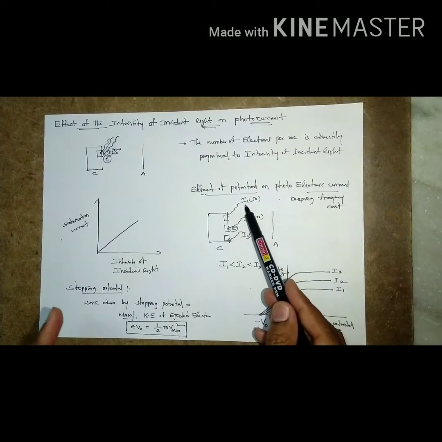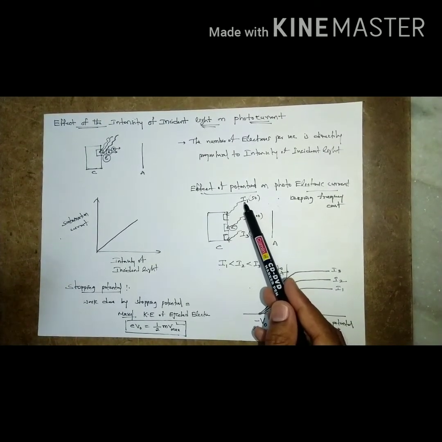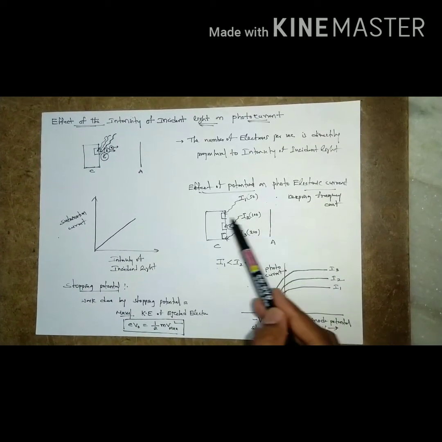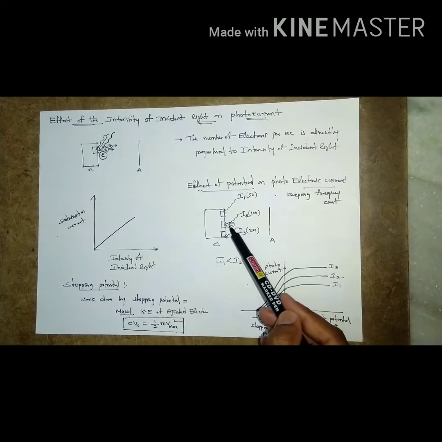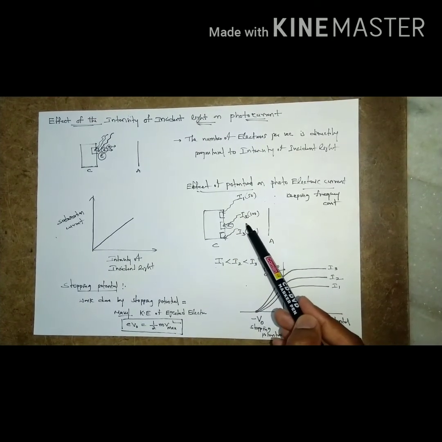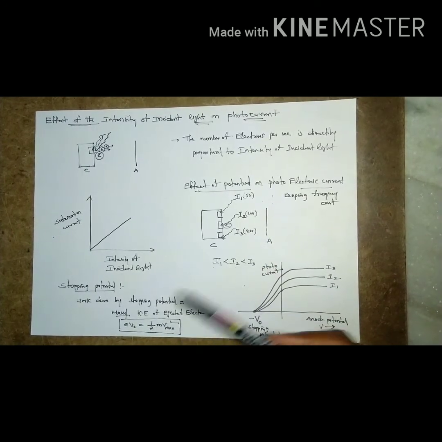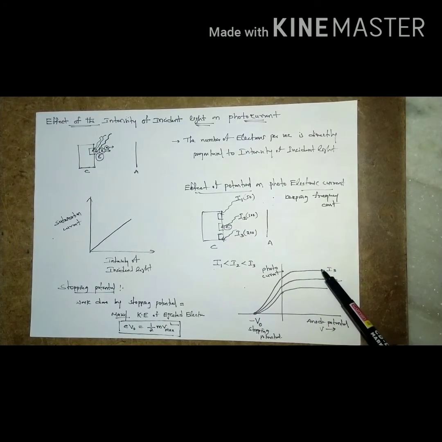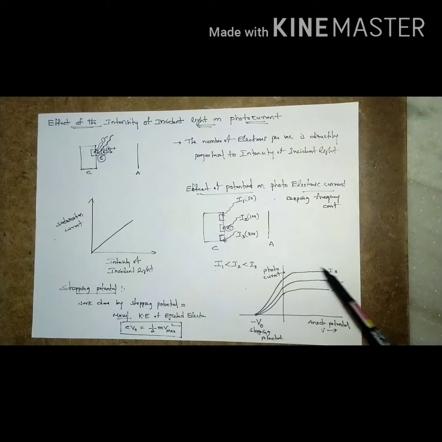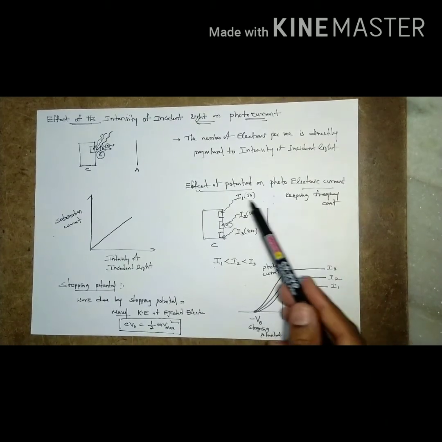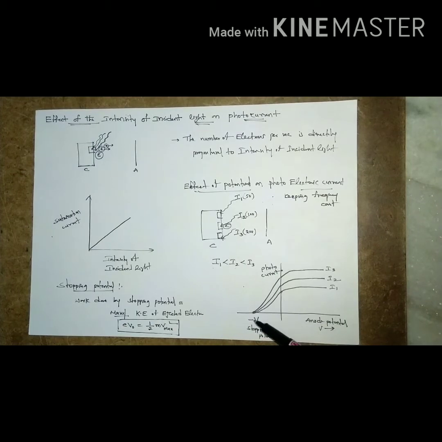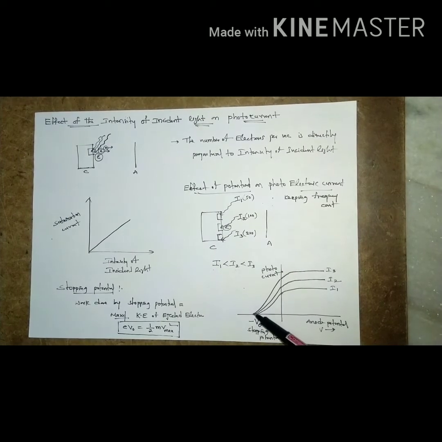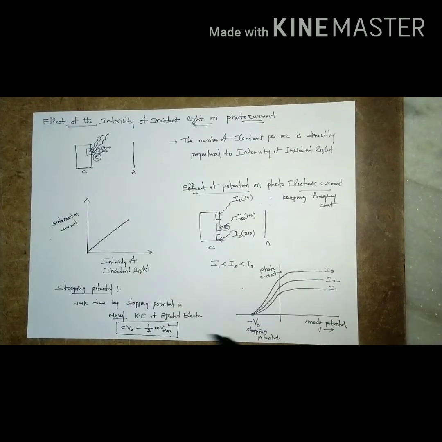Intensity is directly proportional to the number of electrons ejected per second, so as intensity increases, the number increases. So intensity does not decide the electron energy. The ejected electron energy is decided only by frequency. So the stopping potential also depends on the frequency of incident light. Here I1, I2, I3 are different intensities, but the frequency is kept constant for all 3. So that's why the stopping potential is also the same for the 3 light rays. This is one important concept.